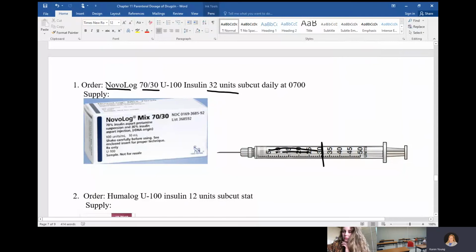There's no math involved for most of these, okay? Because if it's a combination, the math has already been done. You're just going to draw 32 units. So however many units the doctor's ordered, that's what you're going to pull, okay?